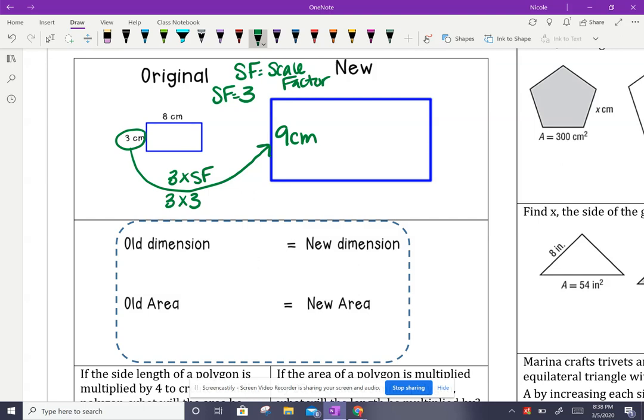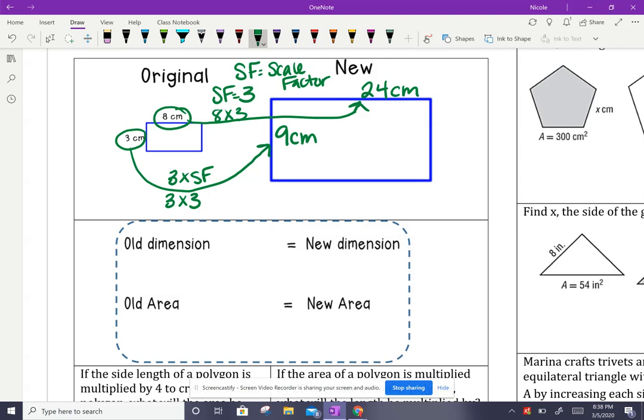I'm going to do the same exact thing for my 8 centimeter width of my rectangle. I'm going to multiply that by the scale factor, which is 3. So 8 times 3. 8 times 3 is 24. So I have 24 centimeters.